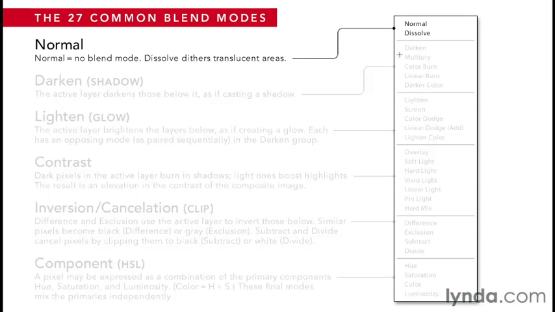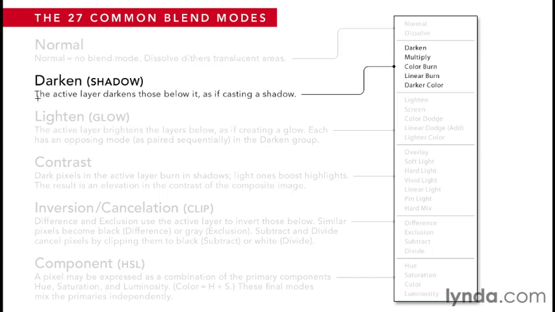Let's start off by taking a look at the normal modes, which include normal and dissolve. Now, normal, strictly speaking, is not a blend mode. In fact, it turns the blend mode off so that we're creating an interaction between layers, for example, exclusively using the opacity values. Dissolve is a lot like the normal mode. It doesn't create any specific interaction between pixels. Instead, it goes ahead and applies a dither pattern to the translucent areas. So you get noise around the edges of a soft image, for example, and we'll see what that looks like in the very next chapter.